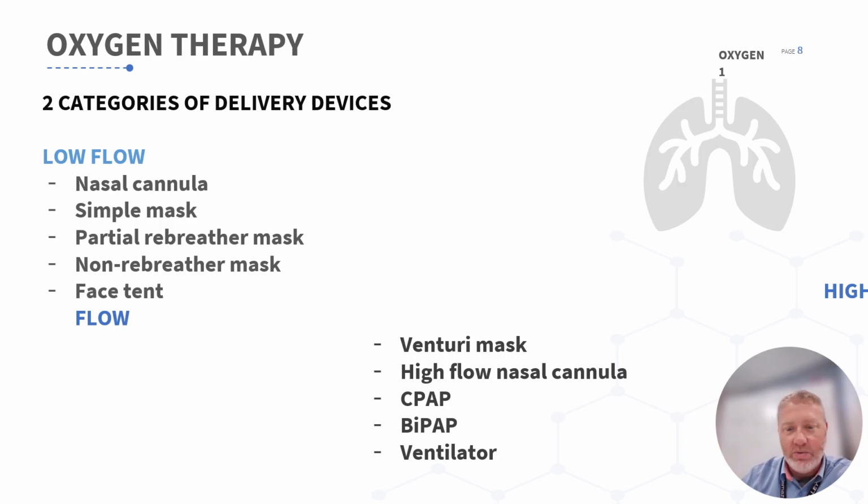And even if you do, you're not going to be able to measure it from the flow meter to know if you're above 30. So non-rebreather, even though you're cranking that thing up, even a bag valve mask device, so an Ambu bag, that's not by definition a high flow device. High flow devices are a Venturi mask, high flow nasal cannula, and then your positive pressure devices, so CPAP, BiPAP, and a ventilator.